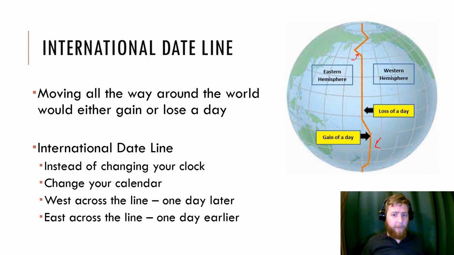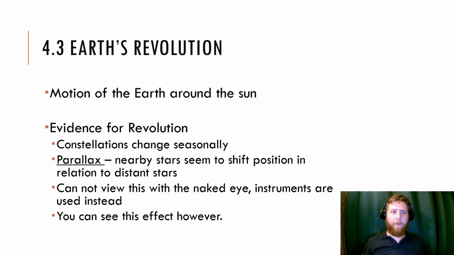This is the end of 4.2, but we're going to jump right into 4.3, which is talking about Earth's revolution. Revolution is the movement of Earth around the sun, and there's lots of evidence for revolution. The first is that the constellations change seasonally. This is because our location in space is changing, so what we can see in space changes too.